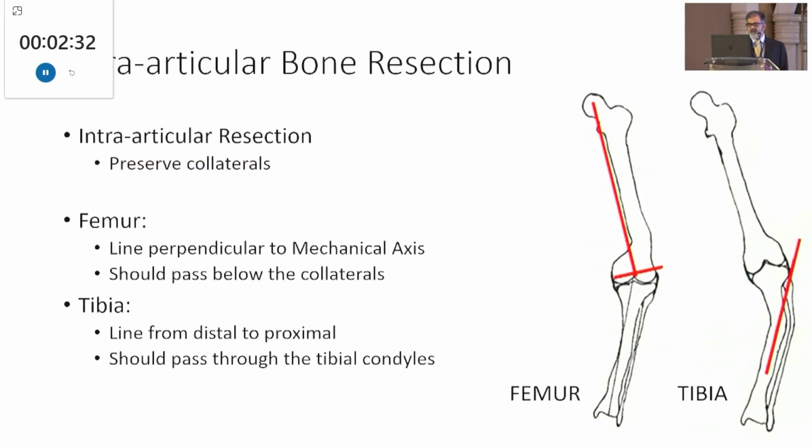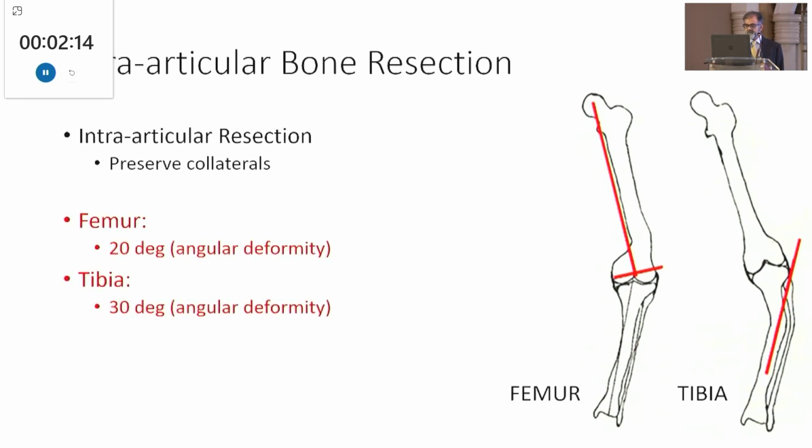However, if the perpendicular line in the femur goes above the insertion of the collaterals, then obviously a simple knee replacement is out, so bone resection isn't the answer. And similarly, the tibia. Now, from both of these, the American algorithm and this paper from Santiago, the consensus was on 20 degrees of deformity in the femur and 30 degrees in the tibia.